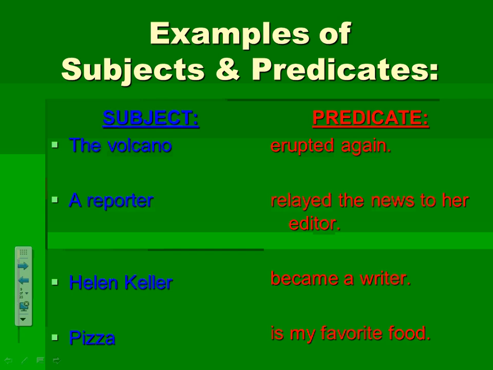If we look through just the predicates, we see a lot of verbs. So predicate, erupted again. The verb is erupted. Relayed the news to her editor. We have relayed. Became a writer. We have the verb became. Is my favorite food. Now this one at first might throw you because you clearly don't have an action here.